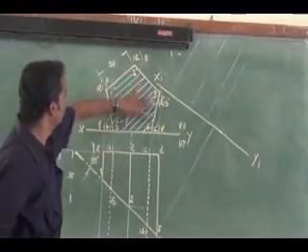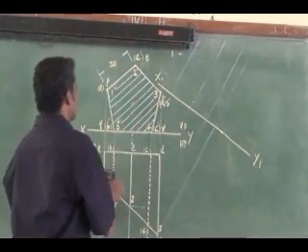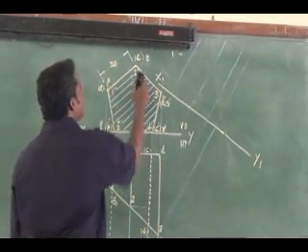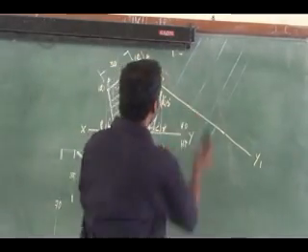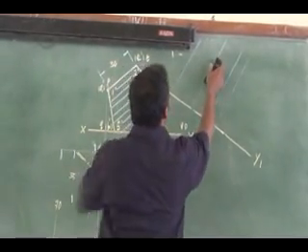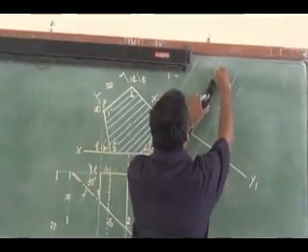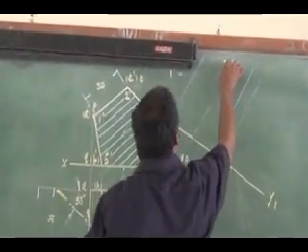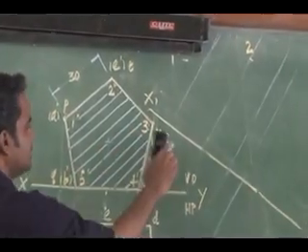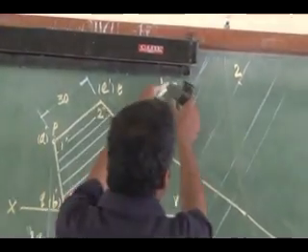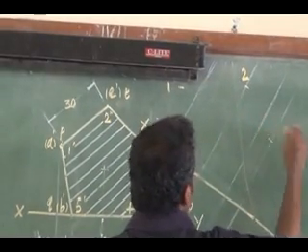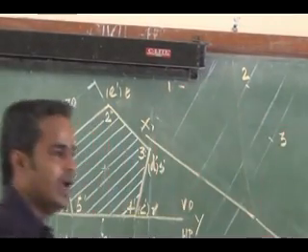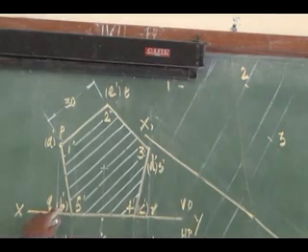Similarly, 2. 2 is the distance here. From here, cutting point 2 is on this projector. I will mark 2. So cutting point 3 is here, at the same distance as 1. So this is my cutting point 3. Cutting point 4 and 5.